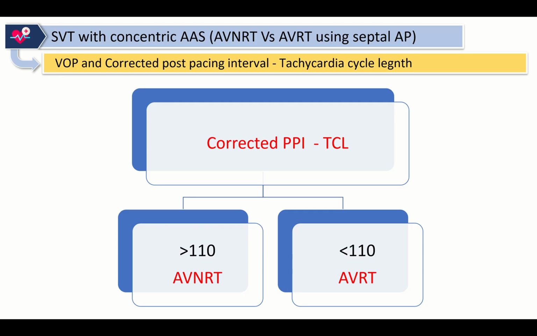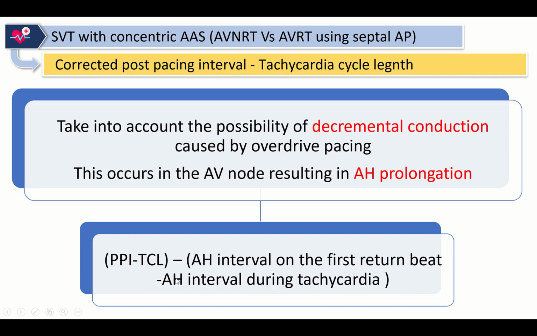Let's go to the next golden rule, ventricular overdrive pacing, corrected BPI minus tachycardia cycle length. You have to consider the change in AH interval. If it's less than 110 milliseconds, it is a case of AVRT. More than 110 milliseconds, AVNRT. And to understand the concept, golden rule, when you assess post-pacing interval and ventricular overdrive pacing, you should take into account the possibility of decremental conduction by overdrive pacing. It occurs in the AV node, resulting in AH prolongation.